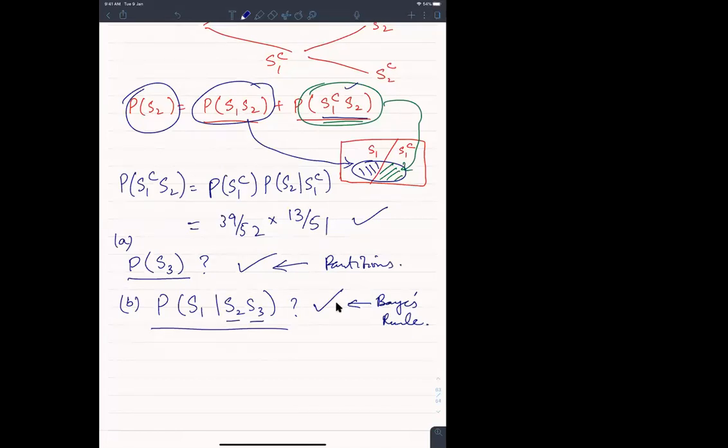Yes, sir. I have a question. In the previous example where we found the independence of ace and a spade card, can you go to that example?